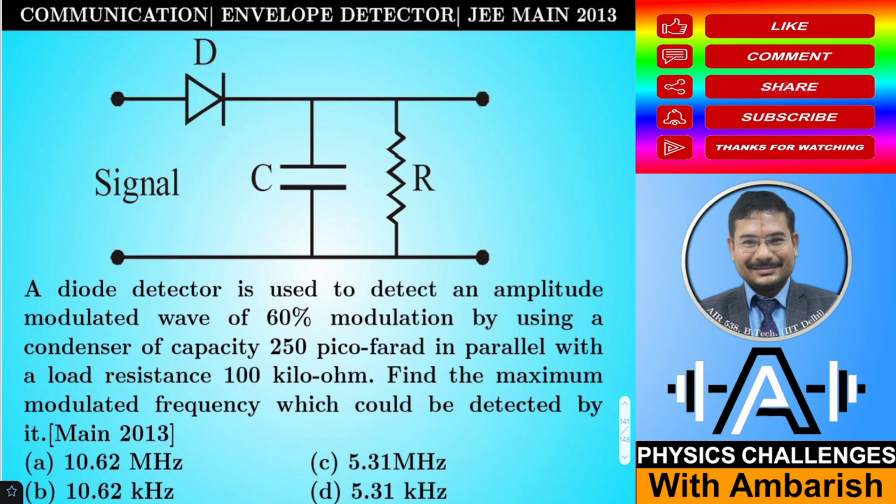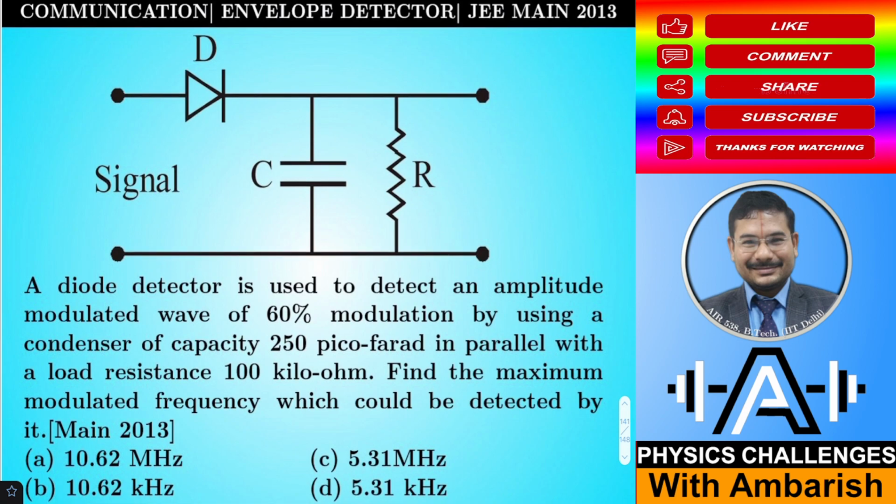So this is our circuit, and what are we asked? The capacitor is 250 picofarad and the resistance is 100 kilo-ohm. Find the maximum modulated frequency which could be detected by it. So we have to find the maximum allowable message signal frequency which can be detected using this kind of diode detector circuit. I'll get into the explanation right away.